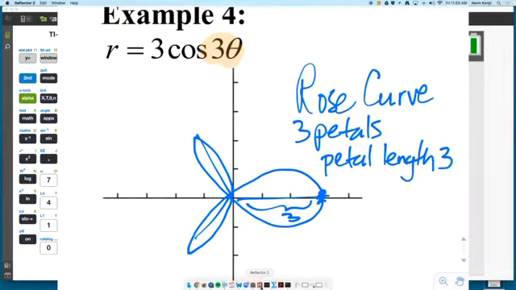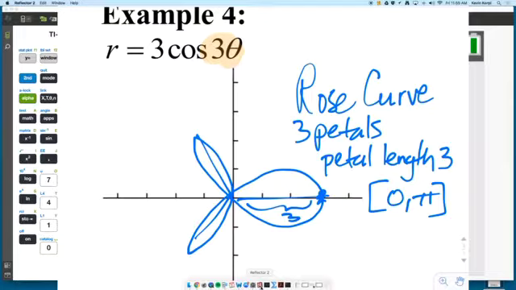3. And it traced out once from 0 to pi. And of course it has x-axis symmetry. Now, 3 petals and a petal length of 3. Do you see any 3's in the equation? Yeah, I see 2 of them. I have 2 different 3's in the equation. Do you think that's a coincidence?